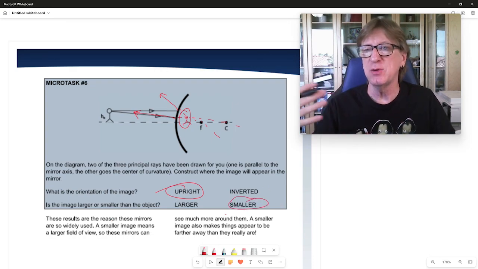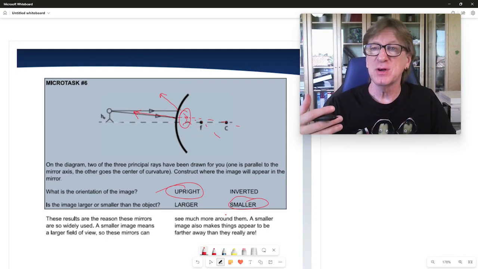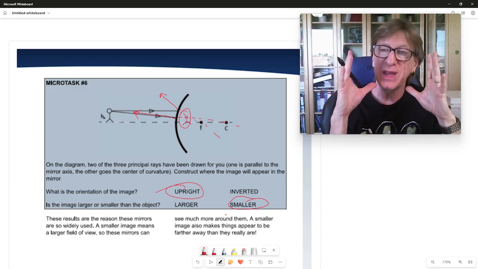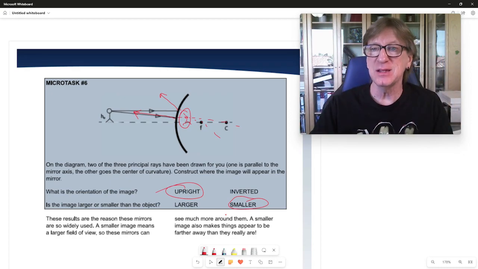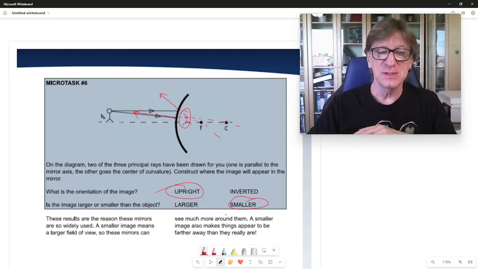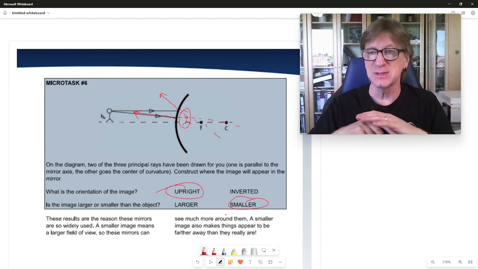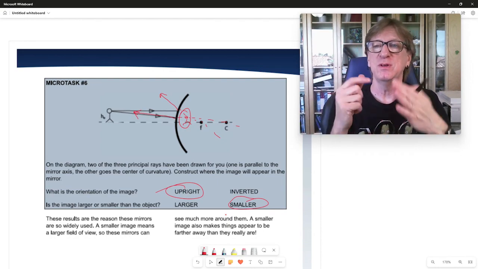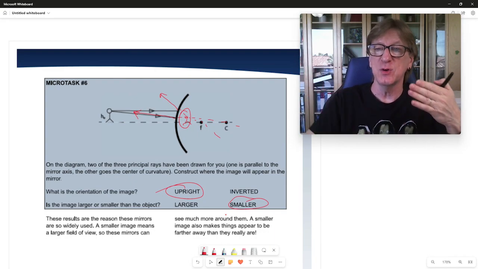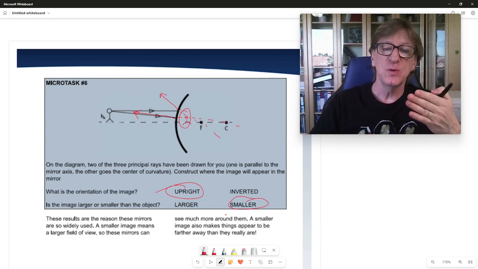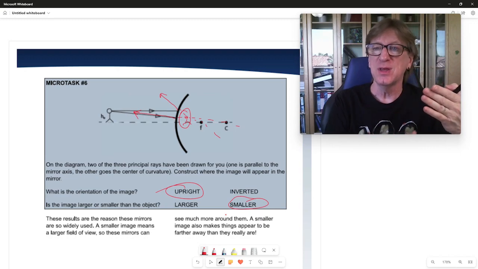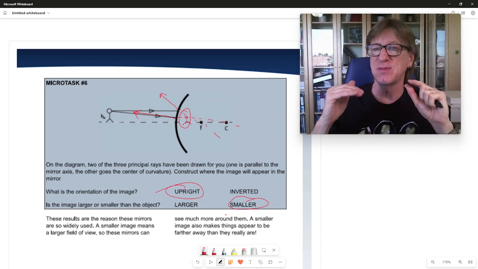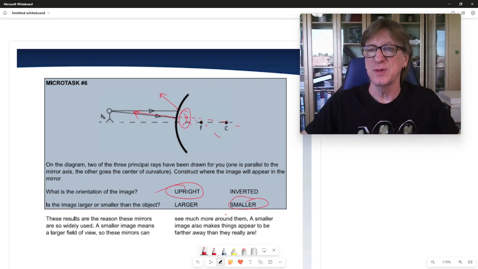And this is why you would want to use this as a security mirror, because now since everything is smaller, I can fit a wider field of view in that one mirror. And so I can see the entire store just from that one mirror. This is also why the little side view mirror says objects are closer than they appear, because they look smaller than they would with a flat mirror. Even though that side view mirror looks like it's flat, it's actually not. So your brain says, oh, there's something small, it must be a long way away. But in fact, it's being reduced in size because it is this convex mirror.